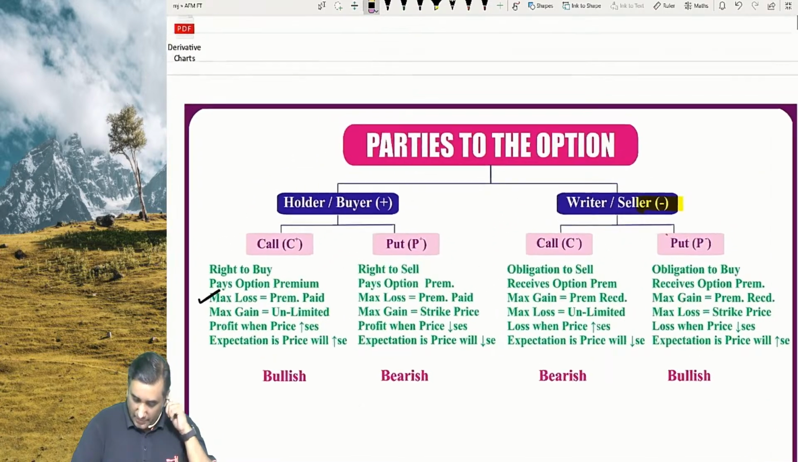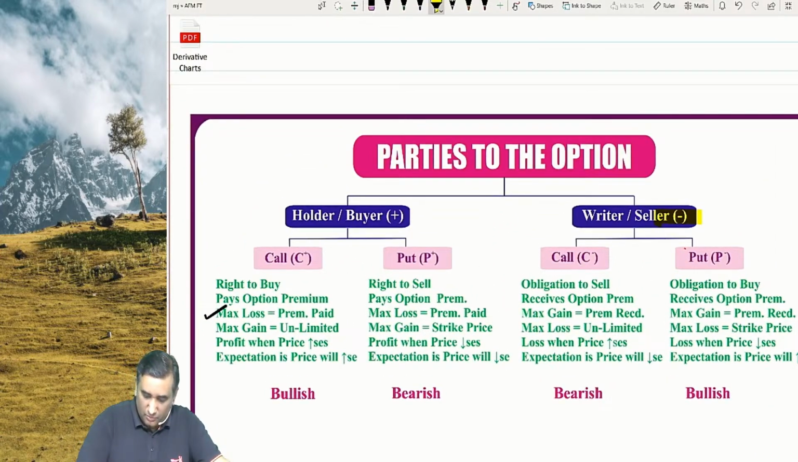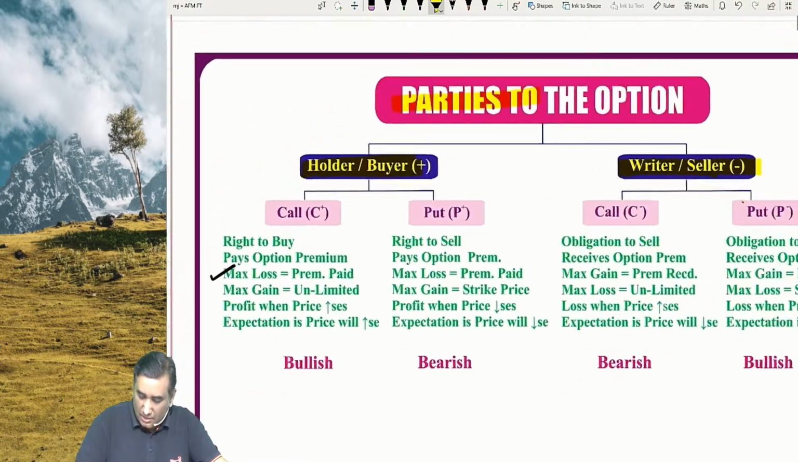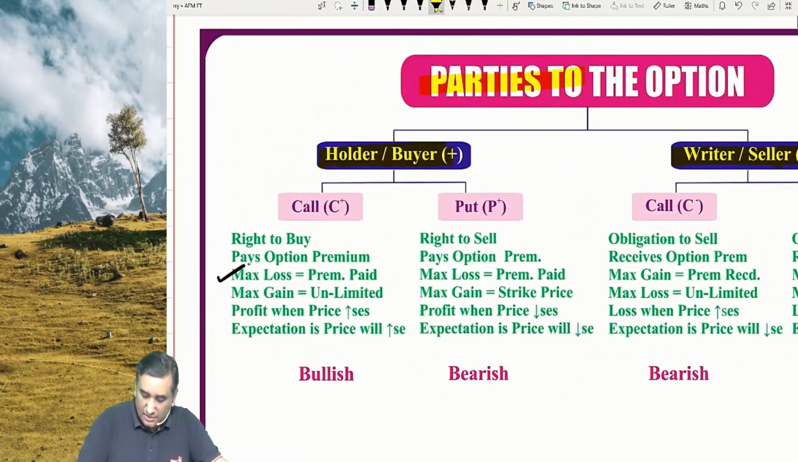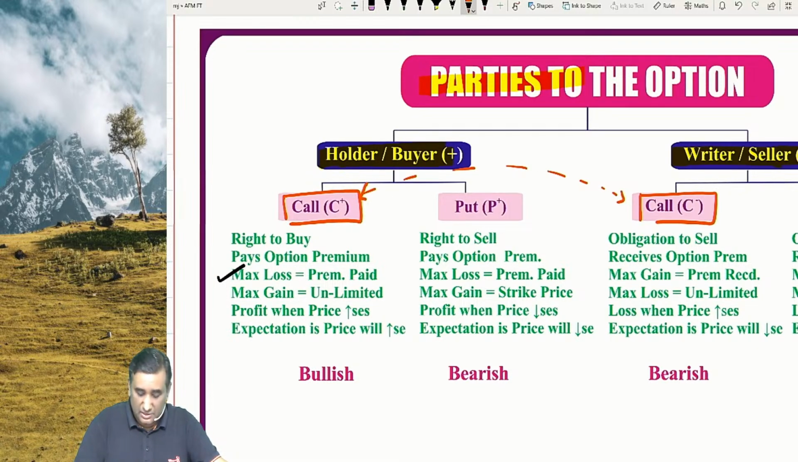Now when we have parties to the option, there are two parties, holder, writer. Holder is the person who will pay the premium. Now when I am making this structure, the call holder should be read. E plus we write with the call holder, E minus with the call writer. E would be read along with this.